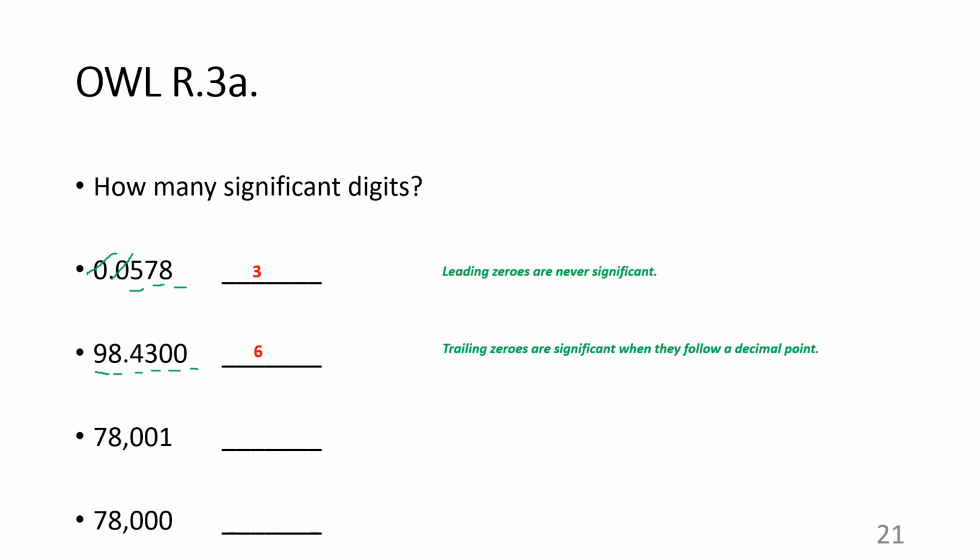What about the next one? Well, the zeros are between non-zero digits, so they're automatically significant, so all of the reported digits are significant, and that value has 5 significant figures. And lastly, 78,000, the trailing zeros are not after a decimal place. They're automatically not significant, and therefore the number of sig figs in this last example is 2.